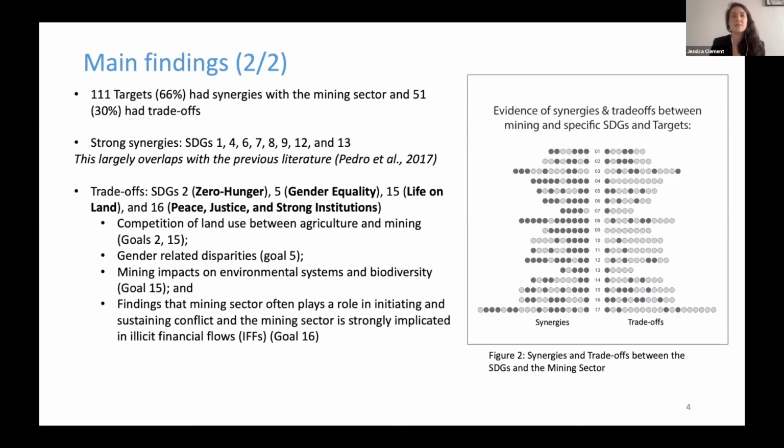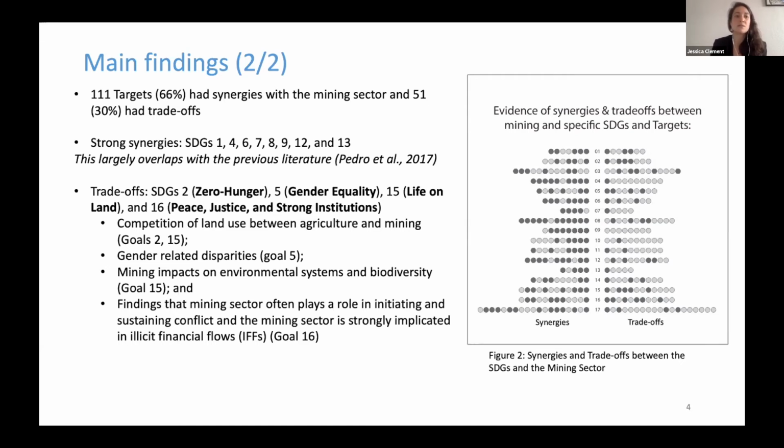The second group of findings is less normative and more evidence-based, because after we found these linkages, we went to understand further if there were rather synergies or trade-offs. And here we found 111 targets, or 66%, that had synergies with the mining sector, and 51 targets, or 30%, that had trade-offs. We found several strong synergies with the goals listed here, and this largely overlaps with the previous literature. So that's a nice confirmation there.